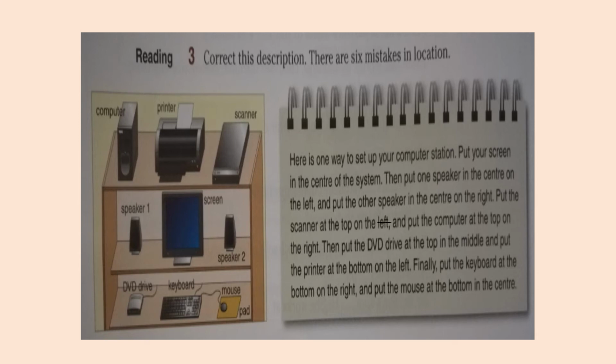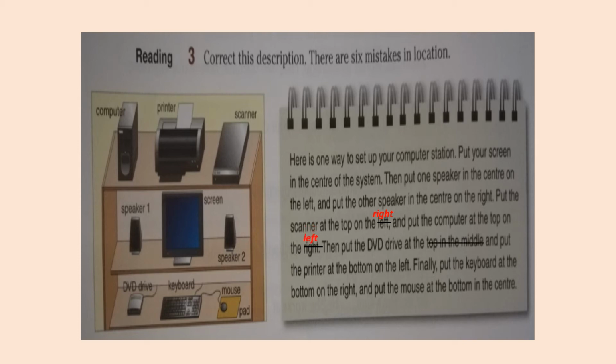First mistake is here, 1, 2, 3, 4th line. Put the scanner at the top on the left. Is that correct? No, it should be on the right. The second one is put the computer at the top on the right. That's not correct. It should be on the left.